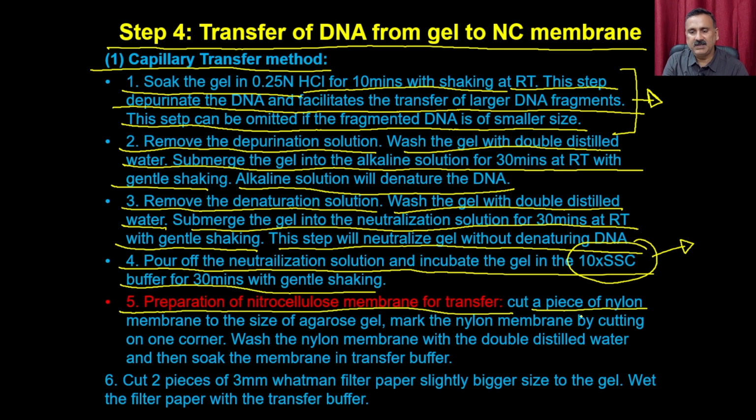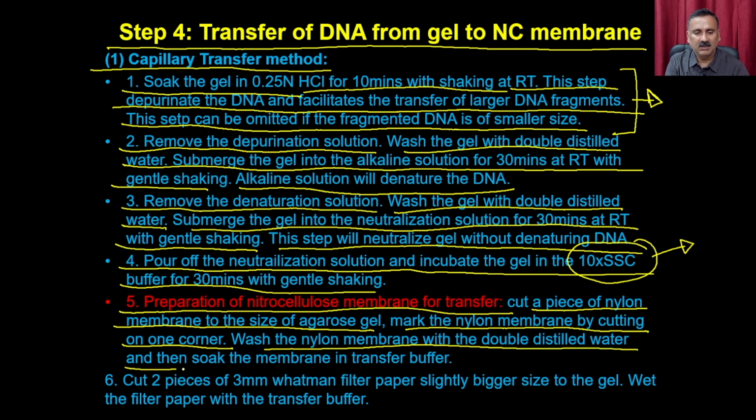Cut a piece of the nylon membrane to the size of the agarose gel, mark the nylon membrane by cutting one corner, wash the membrane with double distilled water and then soak the membrane in transfer buffer. So you are going to have the membrane of the same size as your agarose gel block, and then you are going to cut on one side.